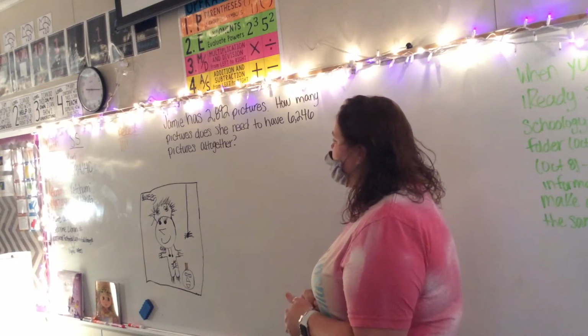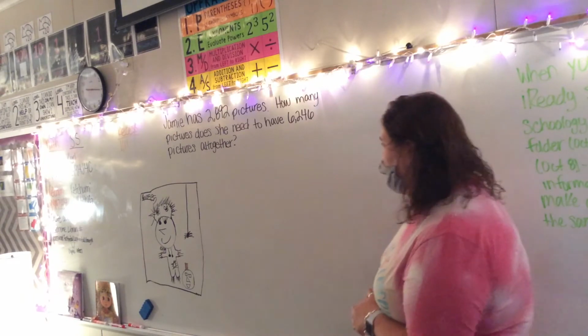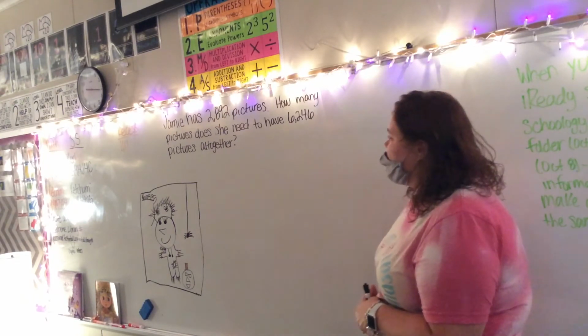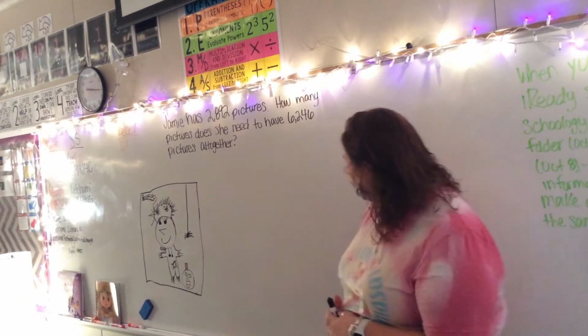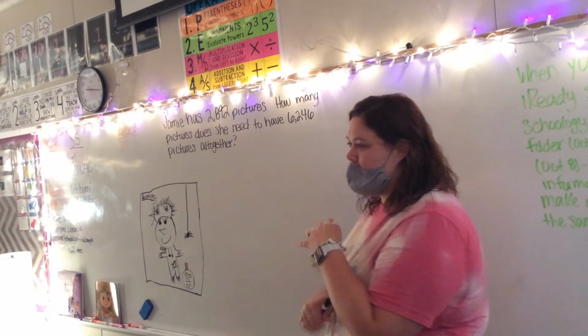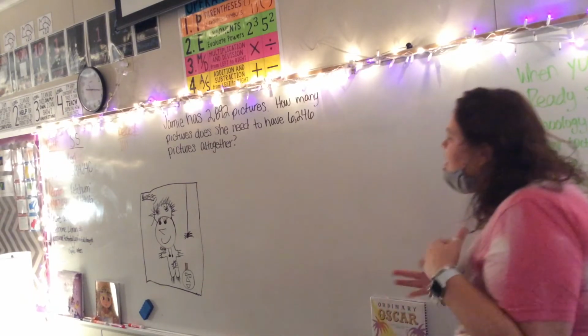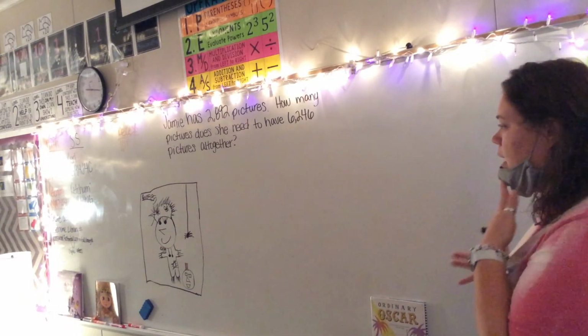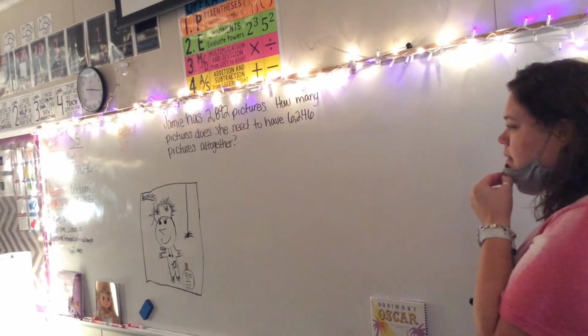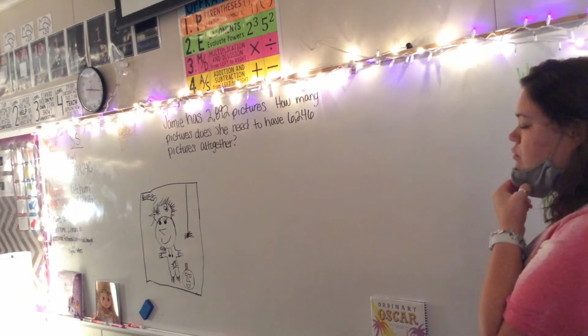So I have, Jamie has 2,892 pictures. How many pictures does she need to have 6,246 pictures altogether? Pretty basic problem, right? Yes. I picked a basic problem just so it would be easier to make a strip diagram. Please do it in your math journal.